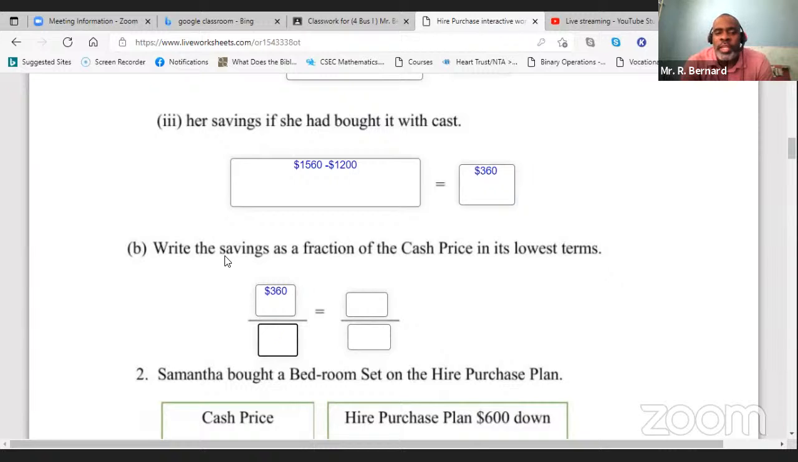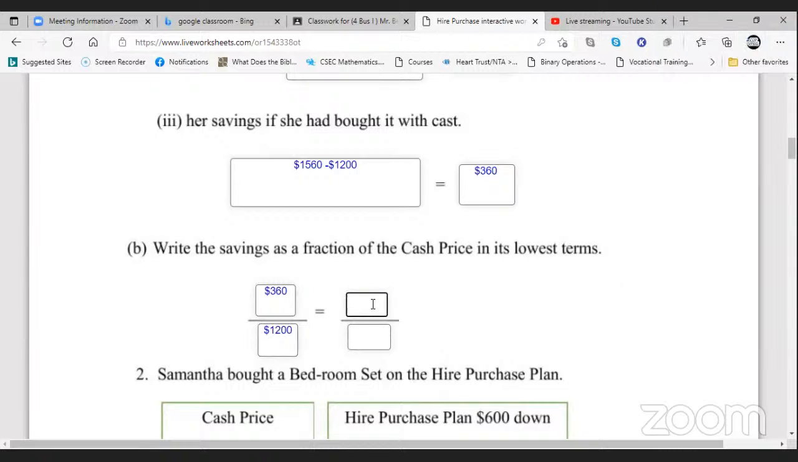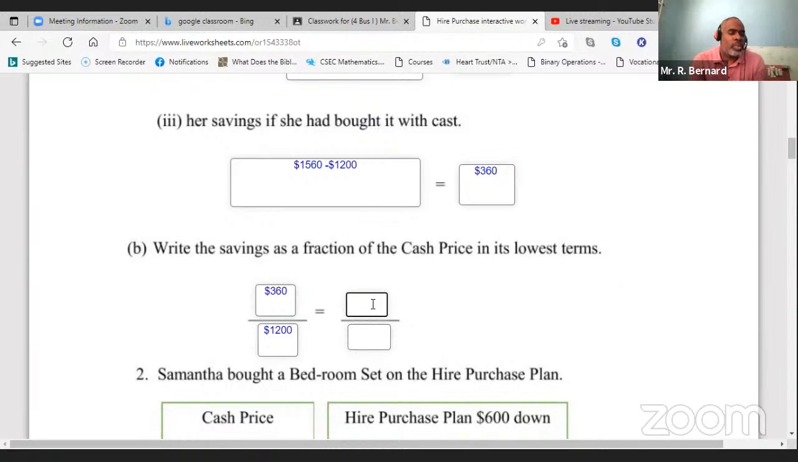But the one before is that he had asked how much she would save if she had purchased the set on cash. So you'd have to subtract the cash price from the hire purchase plan cost, and you'd get how much you have saved. Here now it says, write the savings as a fraction of the cash price. So the savings is 360. As a fraction of suggests that you write a part of, so therefore it'll be over 1,200. Good. Lowest terms now. So you have to break that down to its lowest terms now.